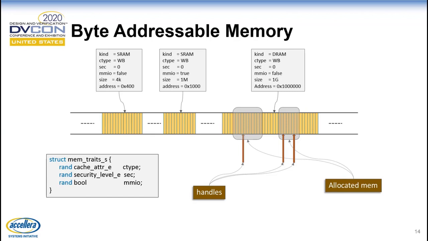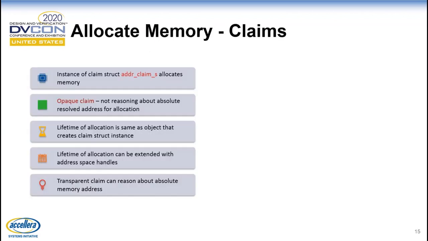We'll see that later. Now, how do you use this address space and region that you just created? Well, you claim a memory in the declarative PSS model in your activities or actions by creating an instance of this address claim S struct. That's the core API that we have defined. So once you create that instance, the act of creating that instance allocates a memory in PSS.